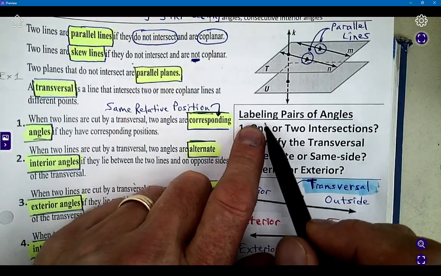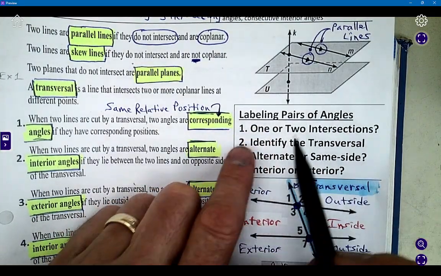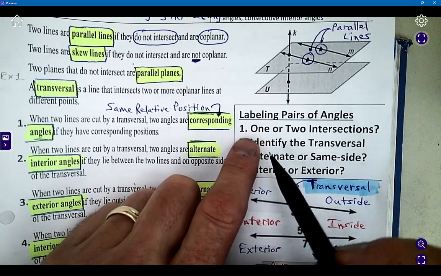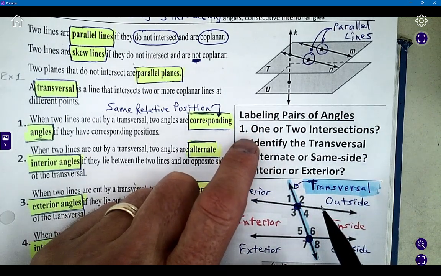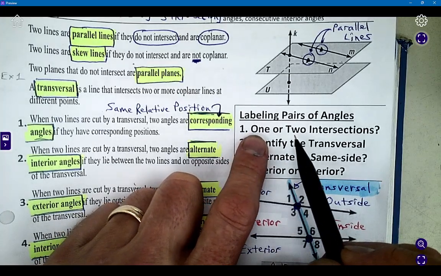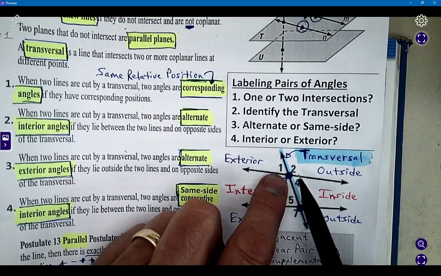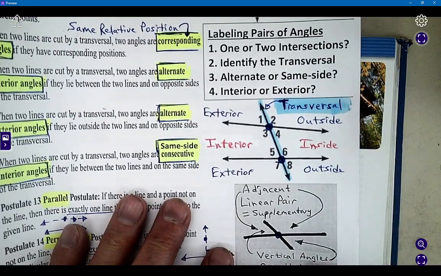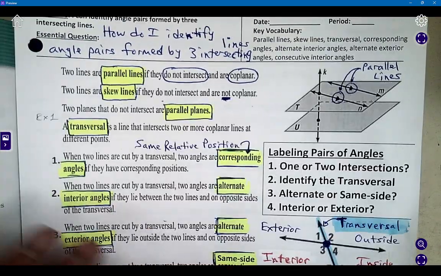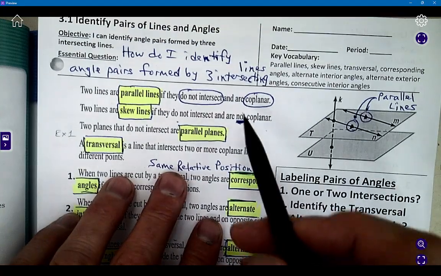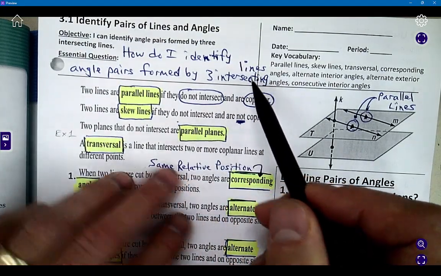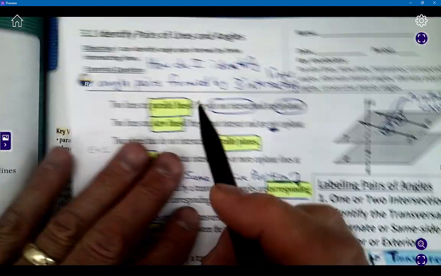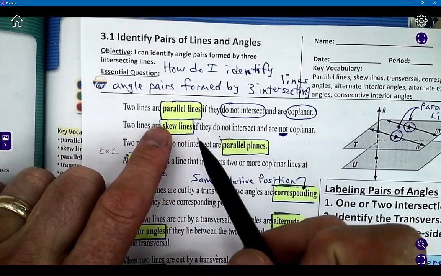And so when we're talking about labeling pairs of angles, the first question you should have on your paper is: are the angles we are referring to formed by one or two intersections? So again, if we're talking about angles 1 and 2, notice it's just one intersection. We've already done that stuff, but now we're going to forge on and talk about angle pairs created by three intersecting lines. But before we do that, let's focus on a few important terms.